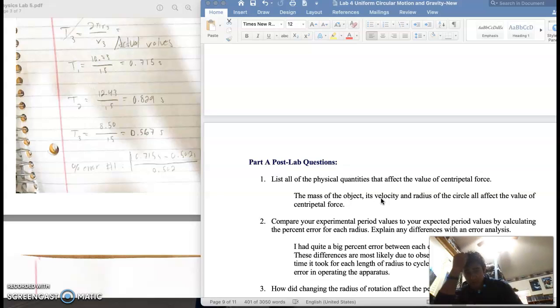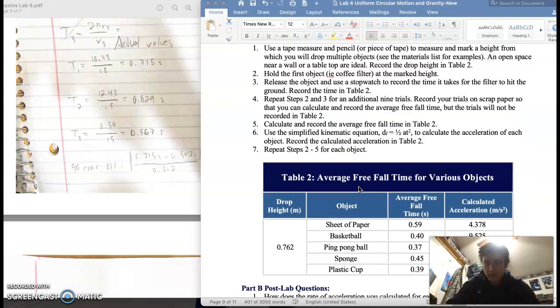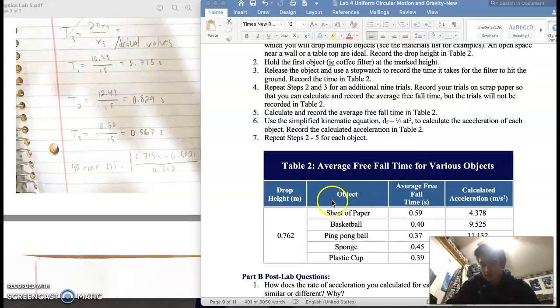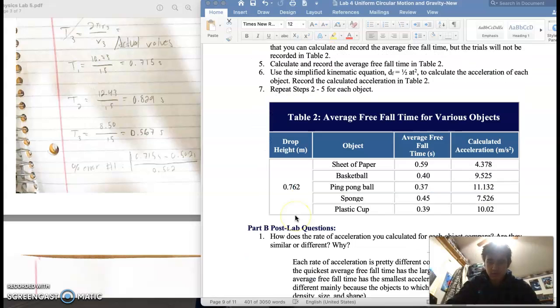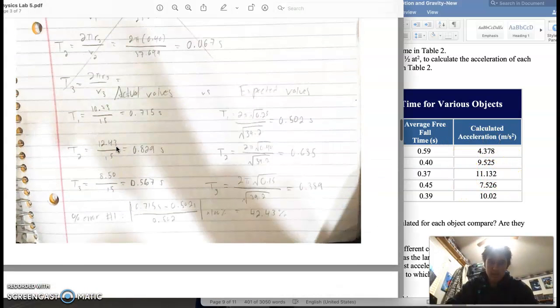For post-lab questions, let's solve physical quantities for A. Well, first I'll go over data for part B. For part B, just had several objects, 5 objects, dropped them a total of 9 times. Here are the objects list. This is the height I dropped it from. Right here, average fall time calculated on another page on the scrap paper. I calculate average acceleration.